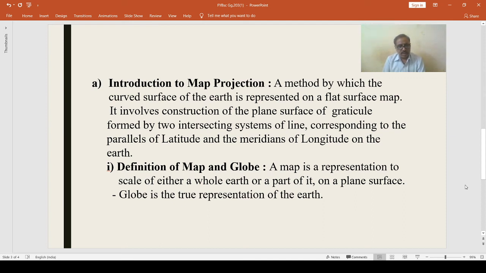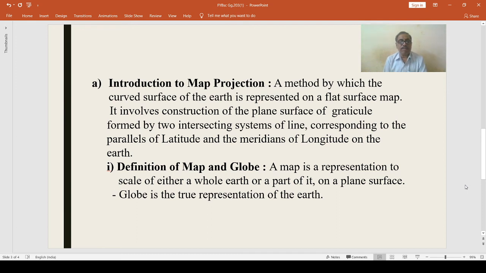Then atlas maps. An atlas is a bound volume of different types of maps arranged in a systematic order. They are drawn on a very small scale. An atlas map represents the world, countries, and continents. These maps depict various features such as relief, vegetation, soil types, distribution of minerals, crops, population distribution, etc.